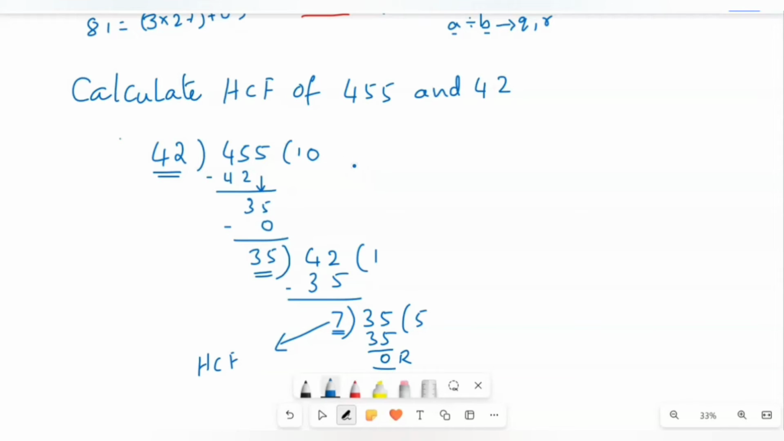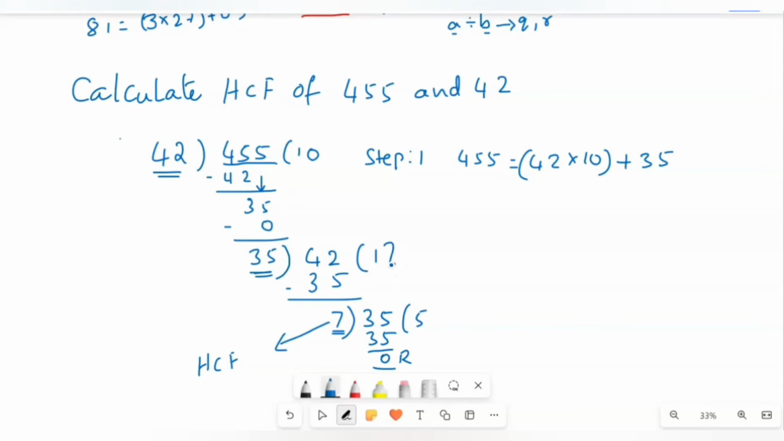Here for step 1, the first division, 455 is the dividend. So let us write 455 equal to, divisor is 42, 42 times quotient 10 plus remainder 35. So this is the division lemma we are applying for step 1, the first step of the division.